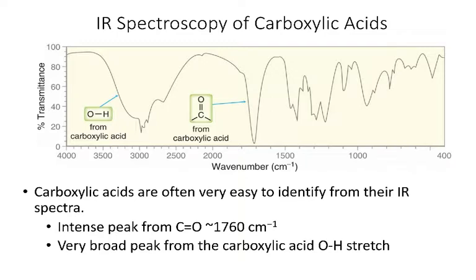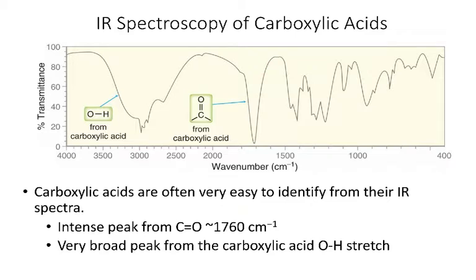Carboxylic acids themselves are one of the easiest compounds to identify in IR spectroscopy. They have two very intense signals. One of them is very unique to carboxylic acids. The first one that all carbonyl compounds have is an intense CO stretching vibration in the range of 1700 to 1800 wave numbers. Oftentimes people describe this as a sword, and we saw this same type of peak with the aldehydes and the ketones.